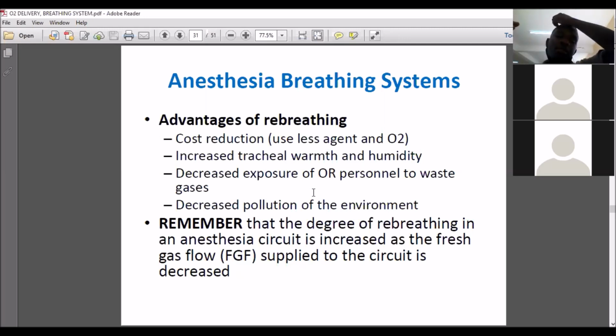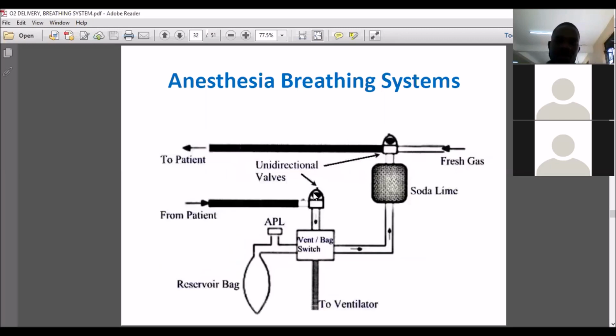Remember that the degree of rebreathing in an anesthesia circuit increases as the fresh gas flow supplied to the circuit is decreased. If I decrease the gas I'm putting in the system, it tends towards closed. If I increase the gas I'm putting in the system, it tends towards open. We are together. So, the anesthesia breathing system. There they are showing fresh gas going to the patient. If I have fresh gas going straight to the patient, that is open. If I open it fully, semi-open. If the patient is now getting back some of it, semi-closed. If I close off the fresh gas, it is a closed system.